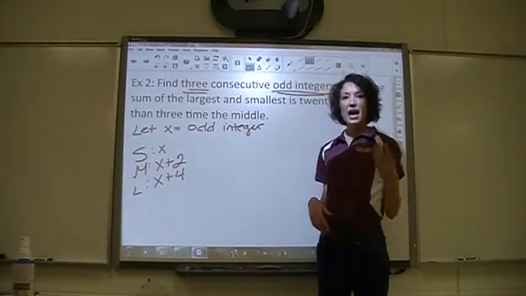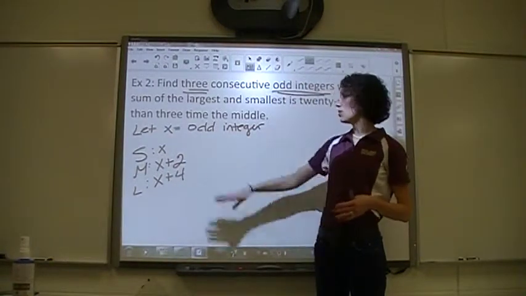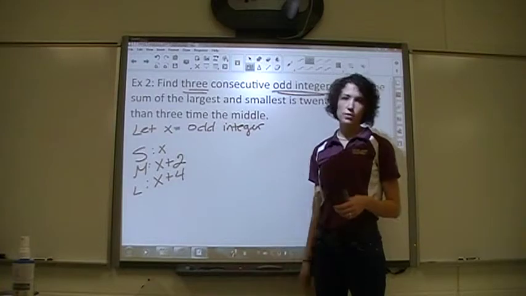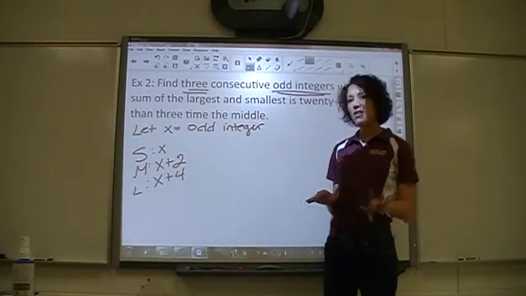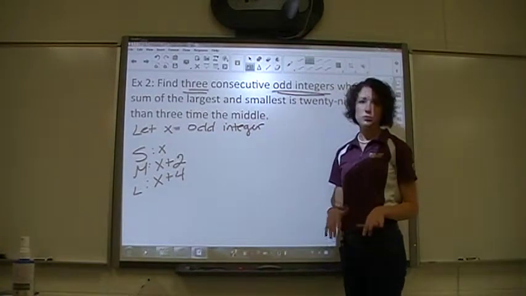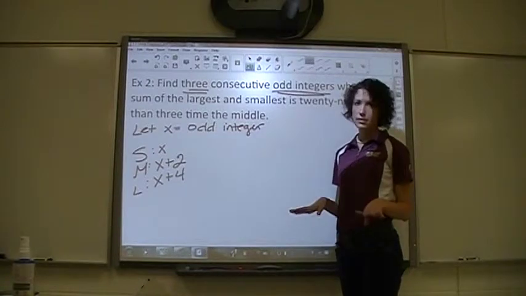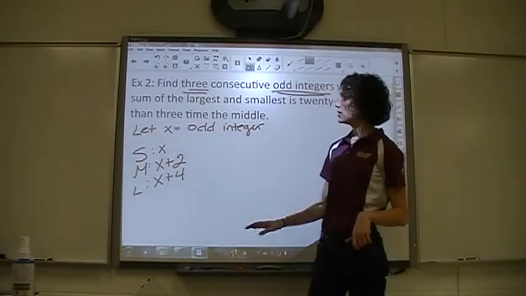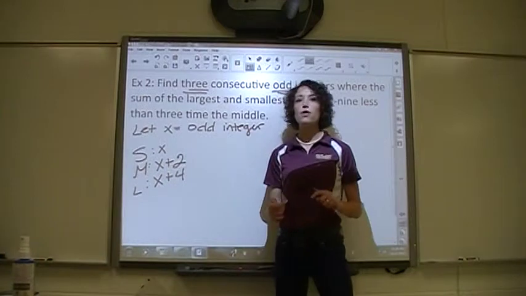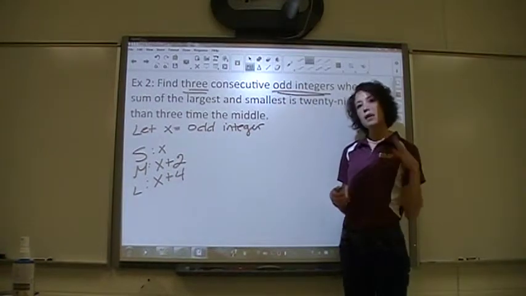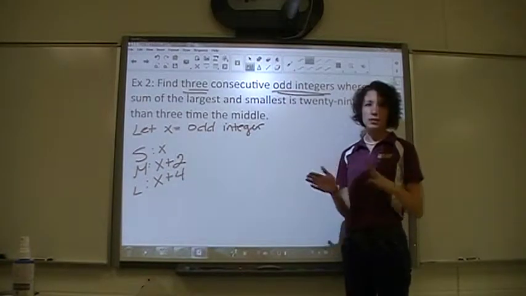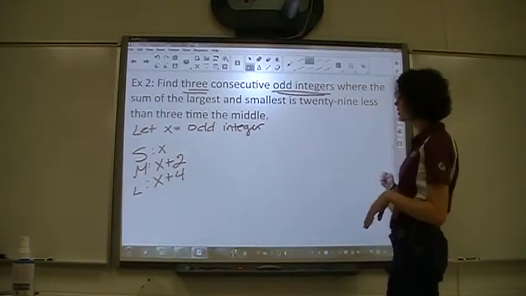Whenever you're working with odd or even integers, it's always going to be x, x plus 2, x plus 4. You will never, ever use x, x plus 1, x plus 3, because that is not how these integers are going to go. So you always want to use x, x plus 2, x plus 4 for even and odd, and x, x plus 1, x plus 2 for just regular integers. All right, let's keep on going with this problem.